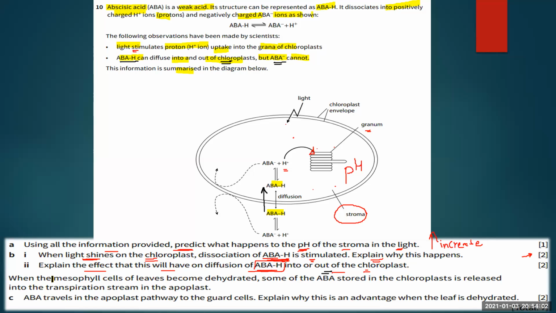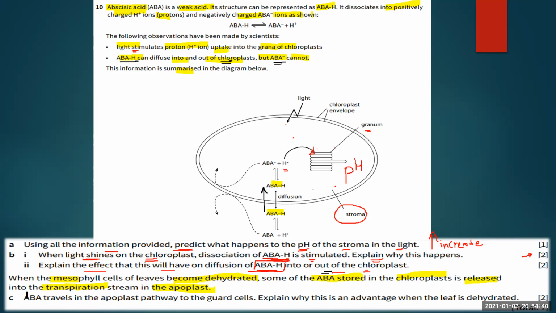Okay, now it says when the mesophyll cells of the leaves become dehydrated, so we have less water now, some of the ABA stored in the chloroplast is released. So this abscisic acid, which is stored in the chloroplast, is released into the transpiration stream in the apoplast, right? So if you remember from a previous discussion, what ABA actually does is help in closing the stoma, right?